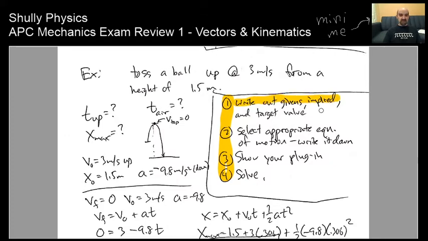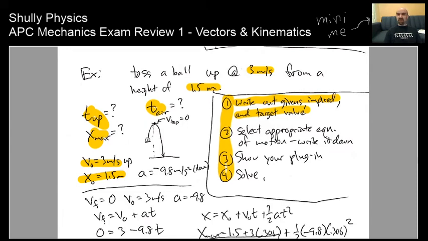You'll probably have a more developed question than this, but when it comes down to it, begin by writing out your givens, the implied information, and the target value. So these are the targets. That's what we're looking for. What's given is 3 meters per second, and we're going to label that. So initial velocity is 3. It says it's tossed up from a height of 1.5 meters, so that's a starting position. X0 is 1.5. And we're looking for the time up and the maximum height.